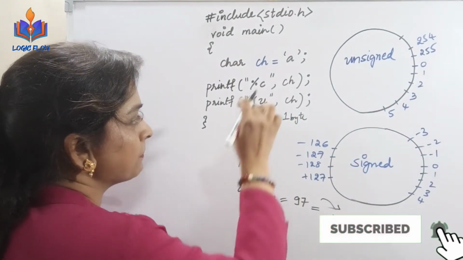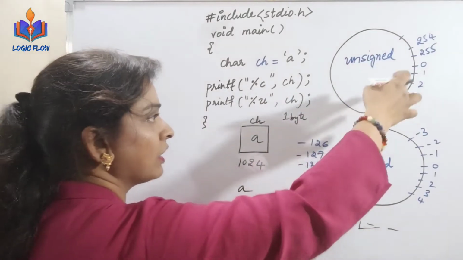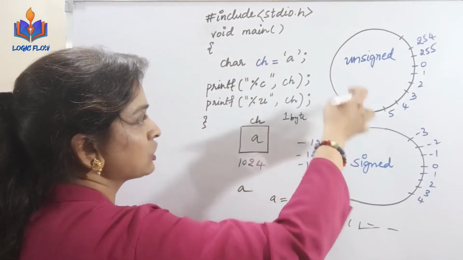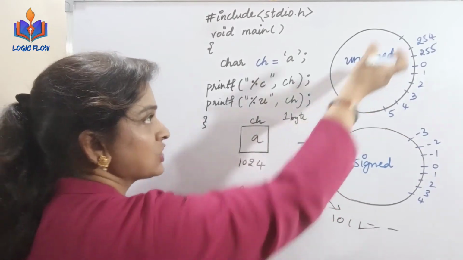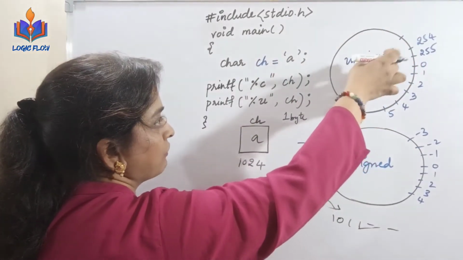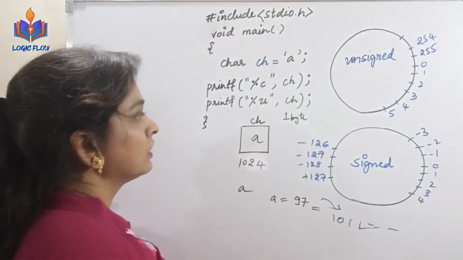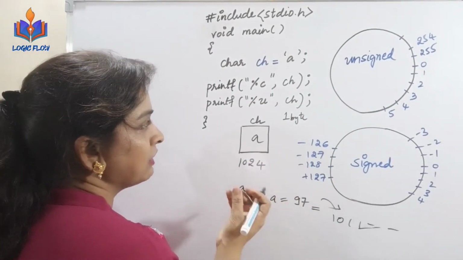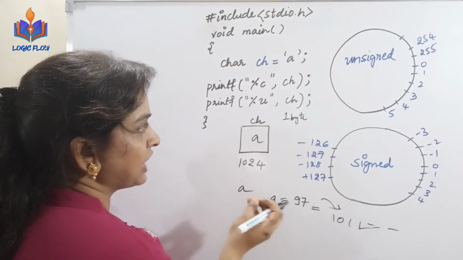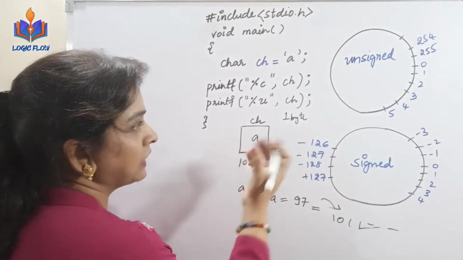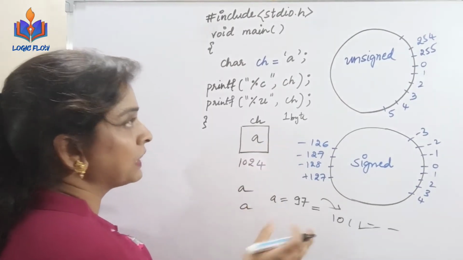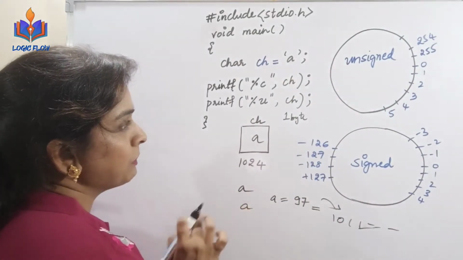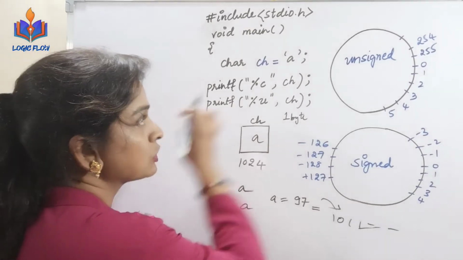When I say %u, of course, I have this value 97 in this range, within 0 to 255. When I say unsigned, it is going to print that value. So it is again the value that I have, the %u unsigned value, that character value it is going to print because it is in that range.